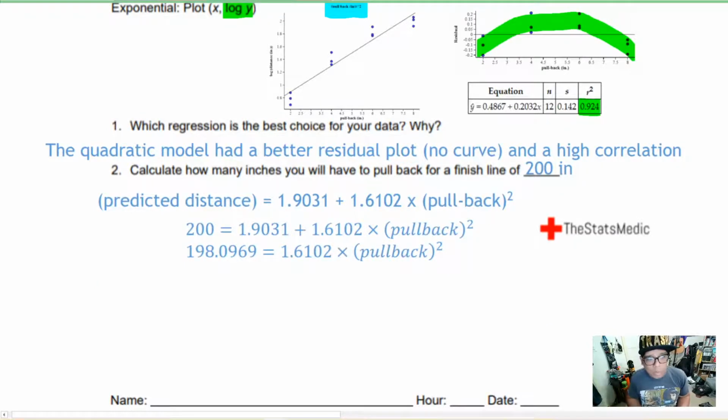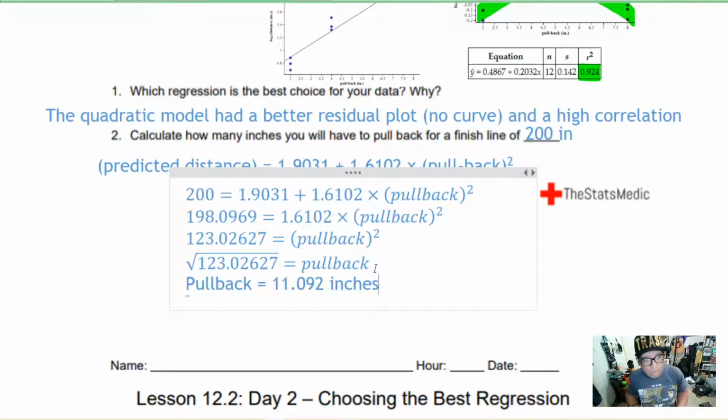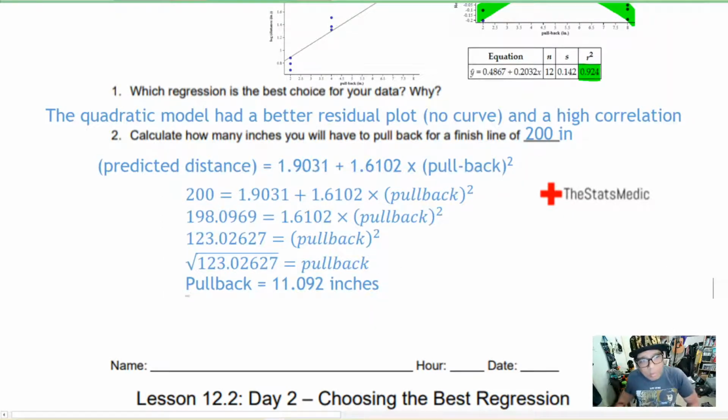We'll subtract 1.9031 from both sides. Divide both sides by 1.6102. And then we get the pullback is the square root of 123.02627. Or the pullback equals 11.092 inches, probably around 11.1 inches.